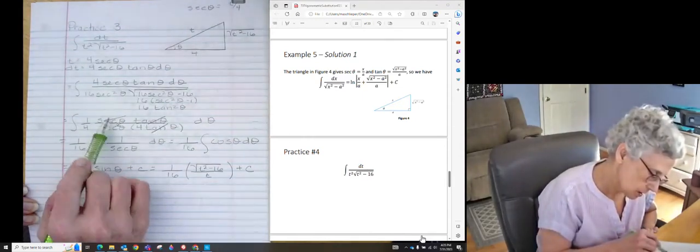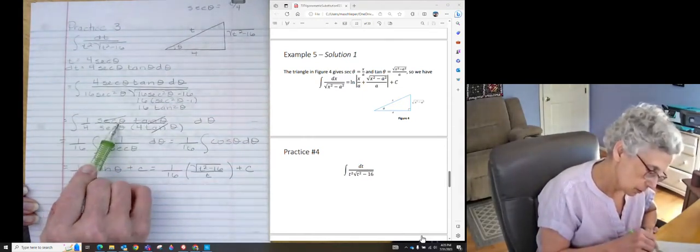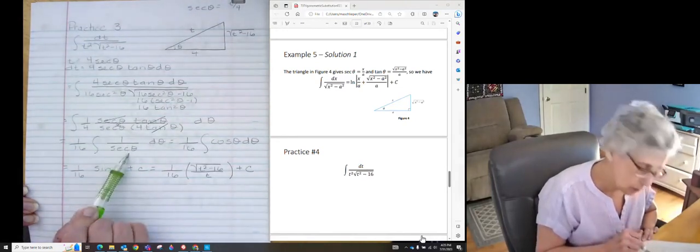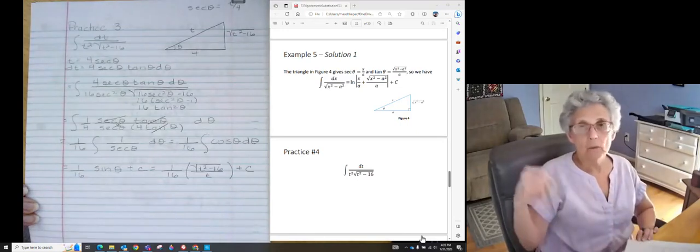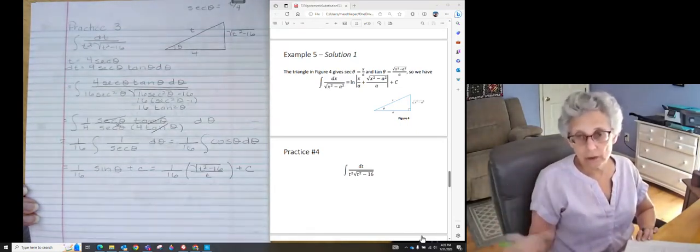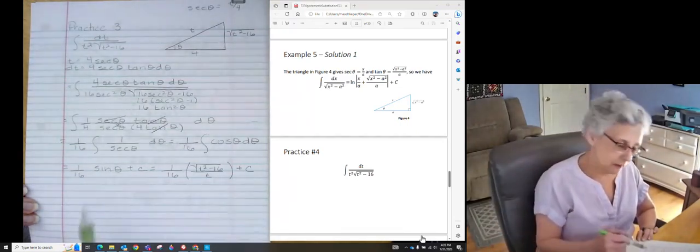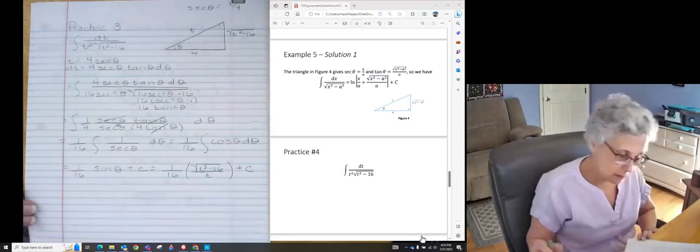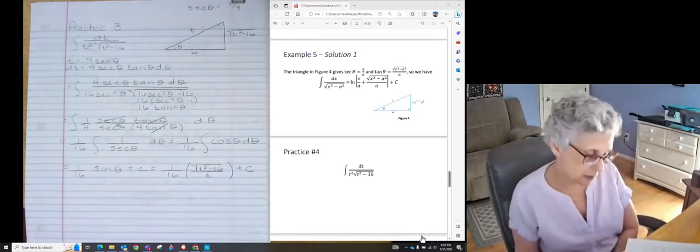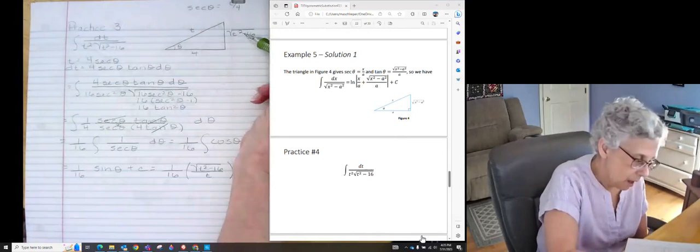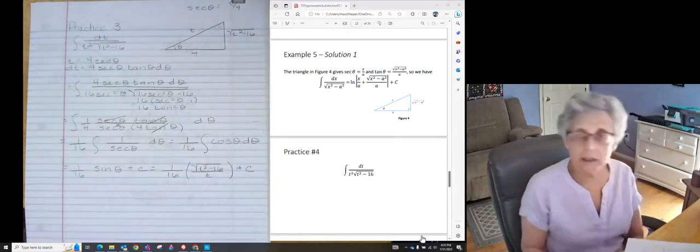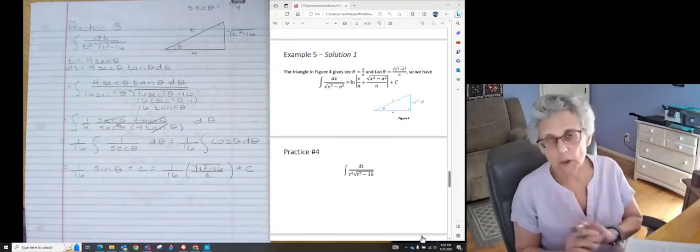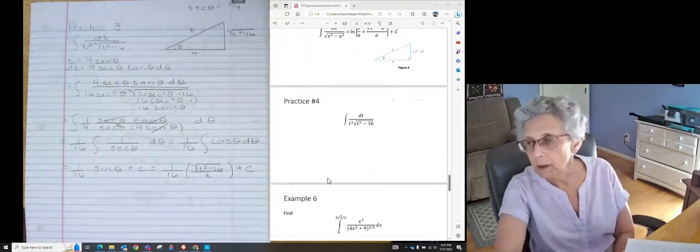Tangent cancels with tangent. Secant cancels with one of those secants, and I'm left with 1 over secant. And 1 over secant is just cosine. The antiderivative of cosine is sine. So I ended up with 1 over 16 times opposite over hypotenuse. Hopefully it went well.